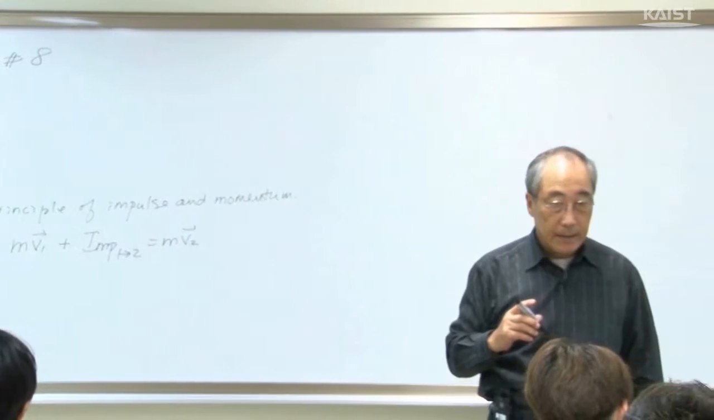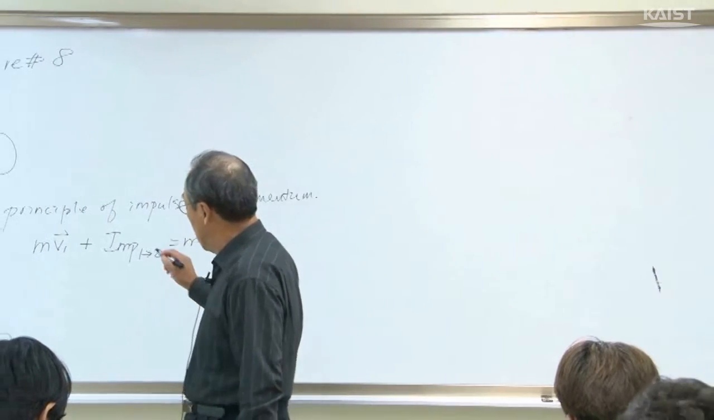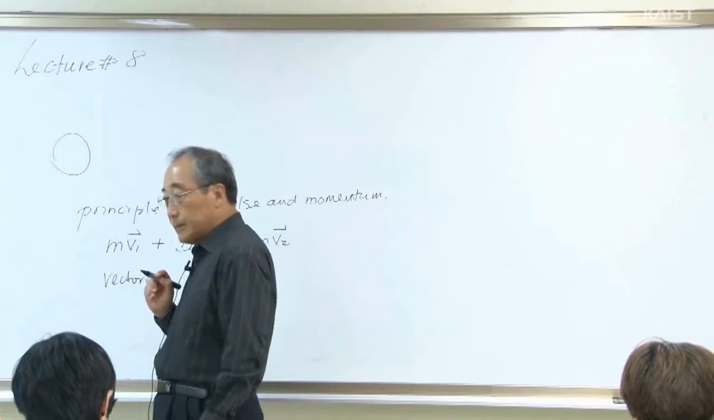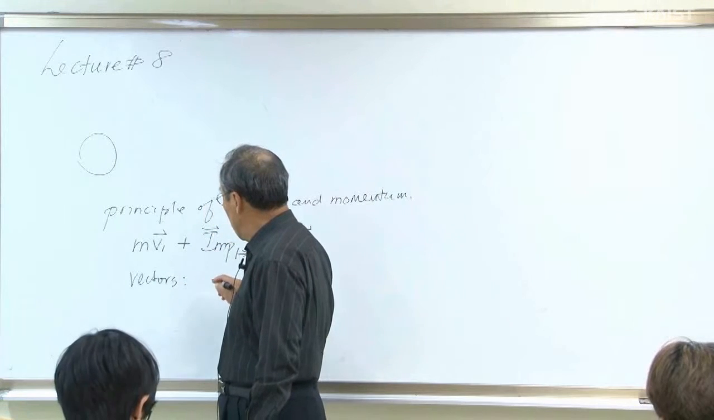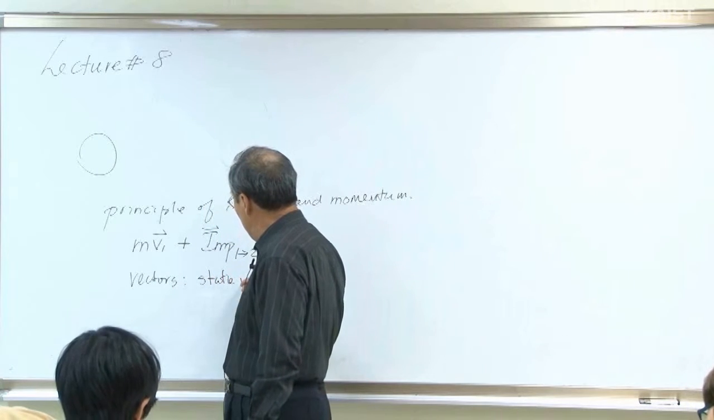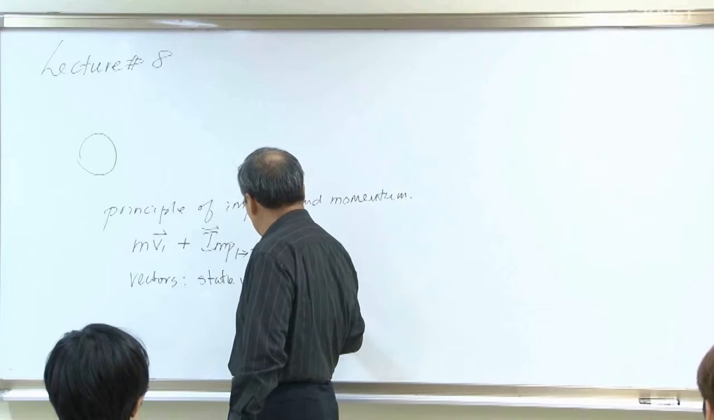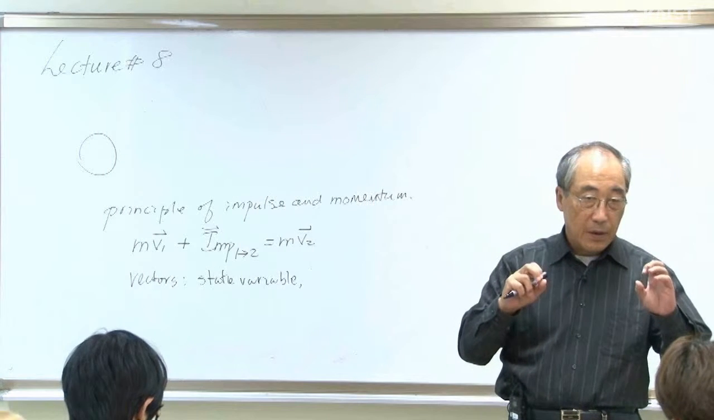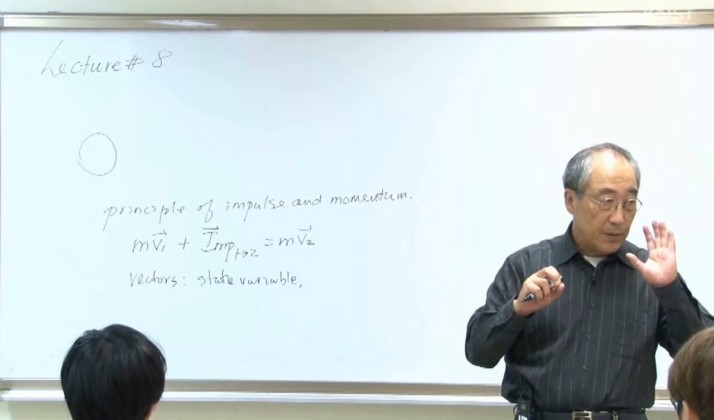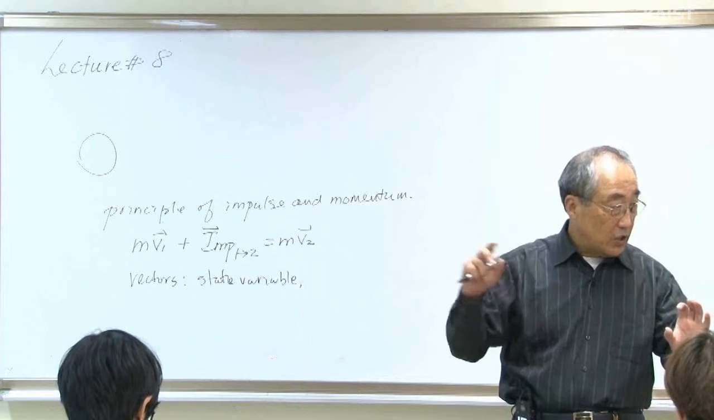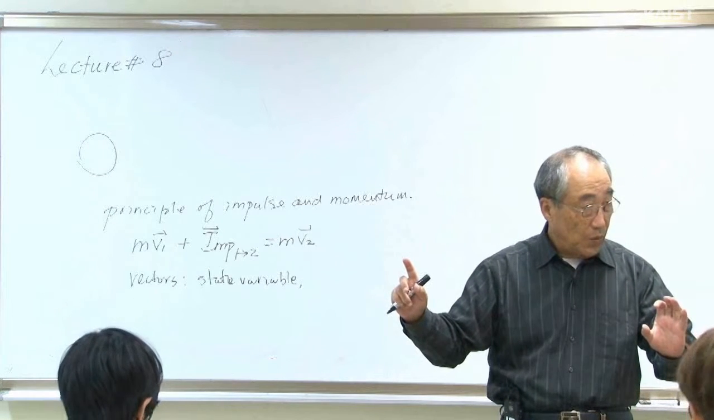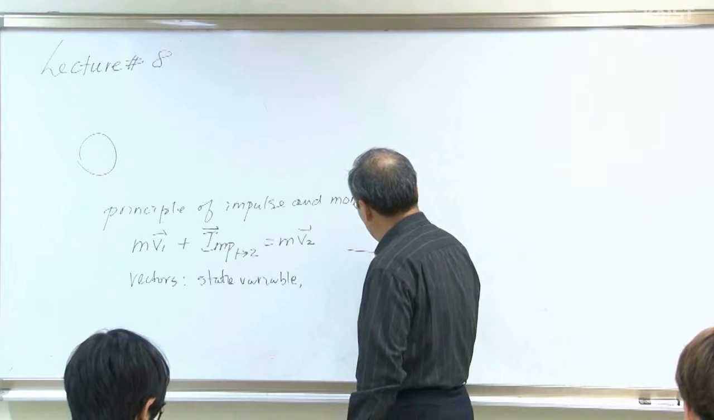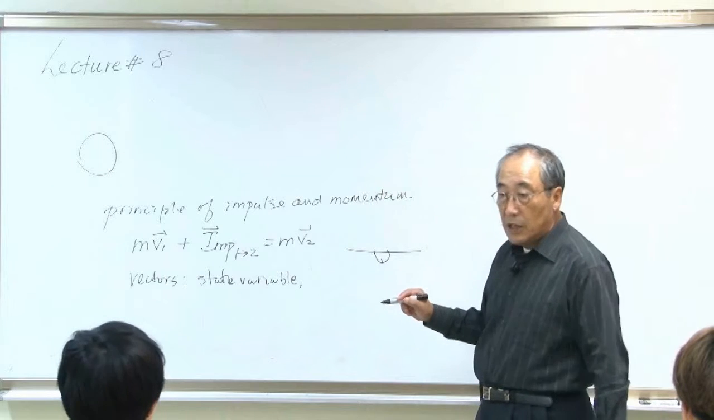Okay, and note that these are vectors, and also this is a state variable. That means it describes the change between state 1 and state 2, right? So, for example, I think everybody did the classroom homework.